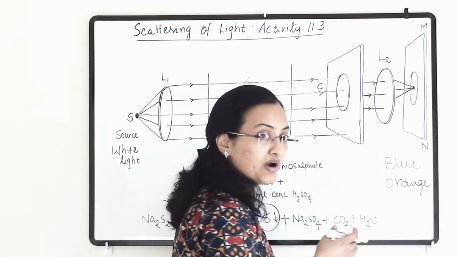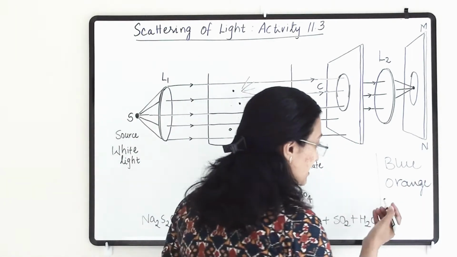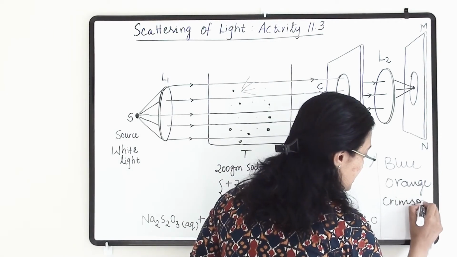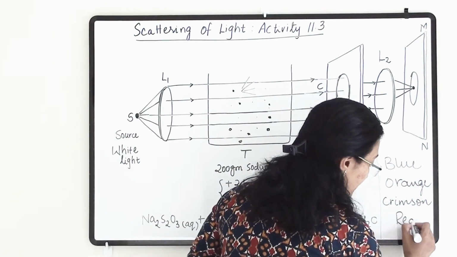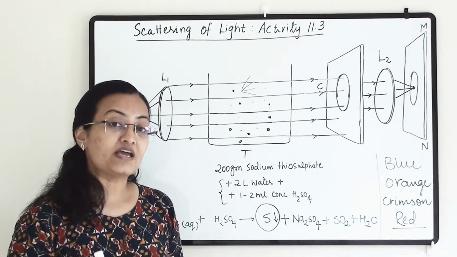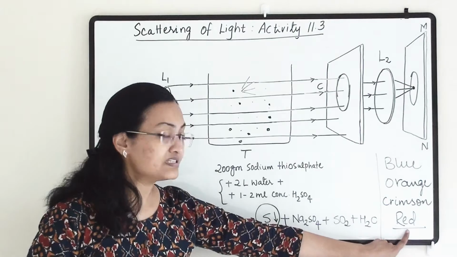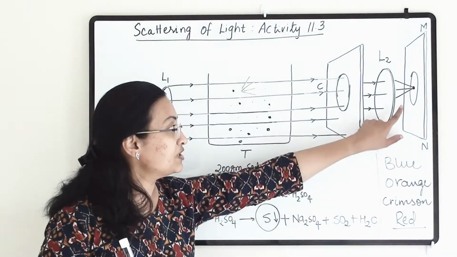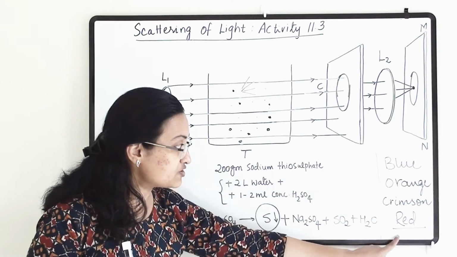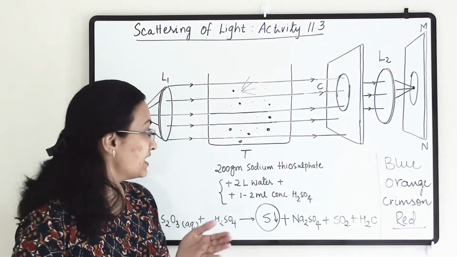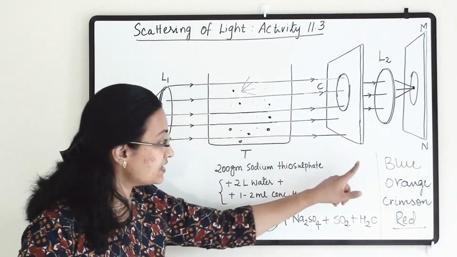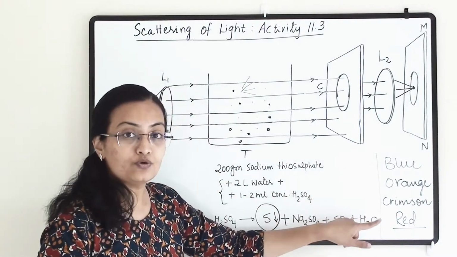After that, when particles become even bigger, they will scatter light which has a color that is crimson. And at the last, when particles are big enough, they will scatter the light which has the maximum wavelength, and that is color red. So at last we'll be able to see the red color light over here. So this happens because of the particle size. As the particles continuously grow bigger and bigger, the color of the light will change.